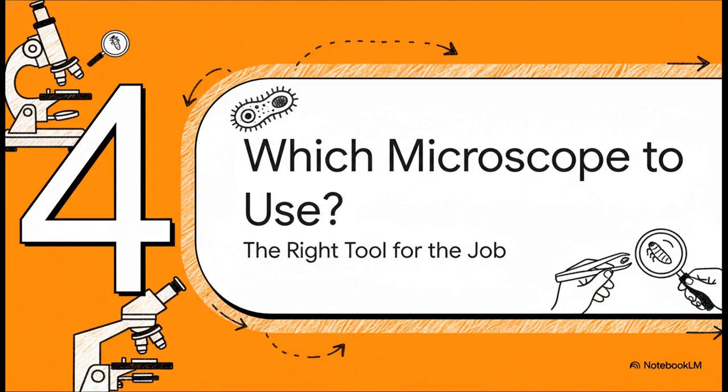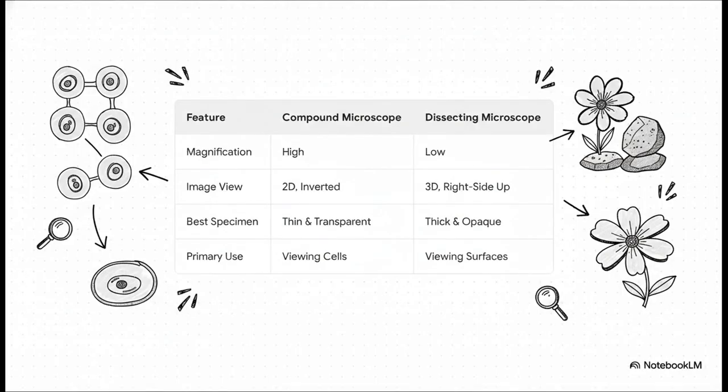So, you've now got the skills to use a compound microscope like a pro. But the big question remains, when should you grab that one, and when is the dissecting scope the better choice? Let's make that decision super easy. This table basically lays it all out for you. The compound scope, that gives you crazy high magnification, but the trade-off is a flat, inverted image. It's perfect for things that are thin and transparent, like bacteria or blood cells.